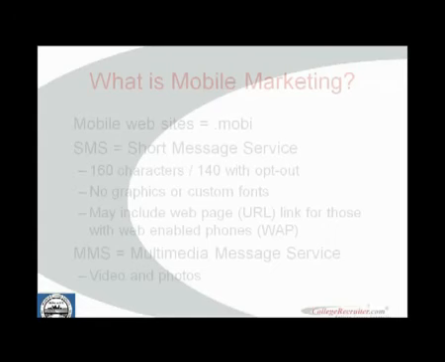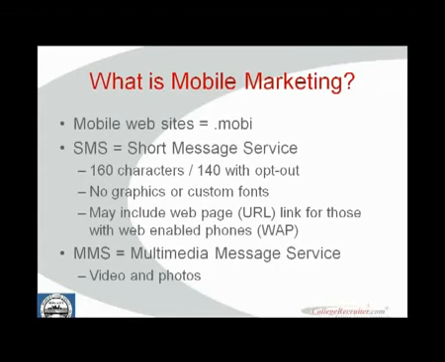So first of all, what is mobile marketing? Well, there are three basic components, three main areas of mobile marketing. There are mobile websites, which are accessible. You can go to them through your computer's browser and see what they look like. You can also go to them through any web-enabled phone. And a web-enabled phone, WAP, is the shorthand, the acronym for that.